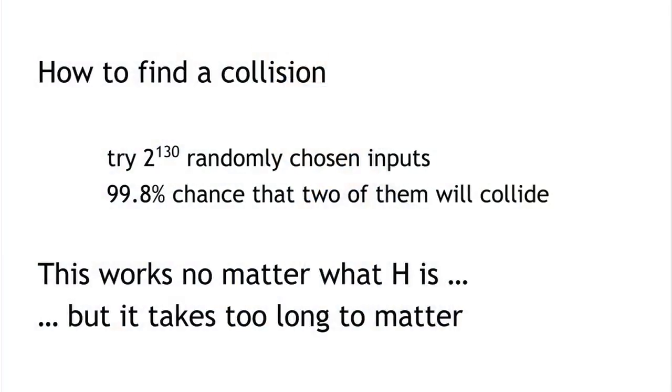And the method works like this: we're going to pick 2 to the 130 randomly chosen inputs over on the left cloud of that previous diagram. If we pick those 2 to the 130 randomly chosen inputs, it turns out there's a 99.8% chance that at least 2 of them are going to collide. And so this is a very simple method for finding a collision. It works no matter what the hash function is, but of course the problem is that this takes a very, very long time to do. You have to compute the hash function 2 to the 130 times, and that's of course an astronomical number.